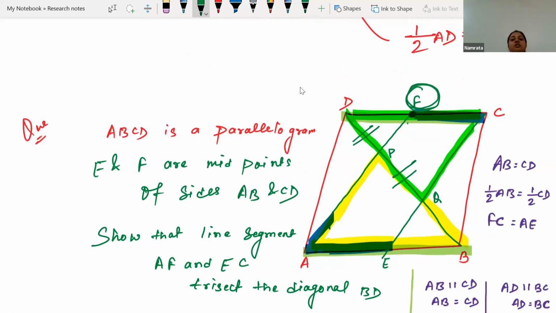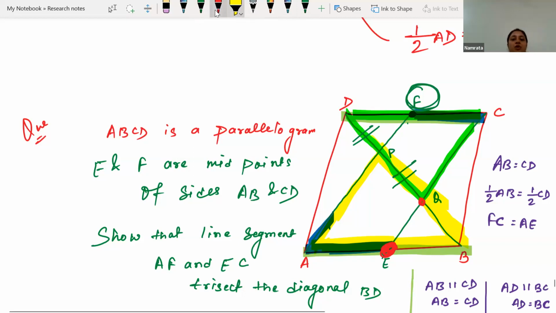Similarly, now we will be focusing on the yellow triangle. In the yellow triangle, we know E is the midpoint of side AB, and EQ is parallel to AP. Yes or no? Yes, ma'am. Then Q must be the midpoint of the third side of the yellow triangle. What is the third side of the yellow triangle? The third side of the yellow triangle is this much only, PB.